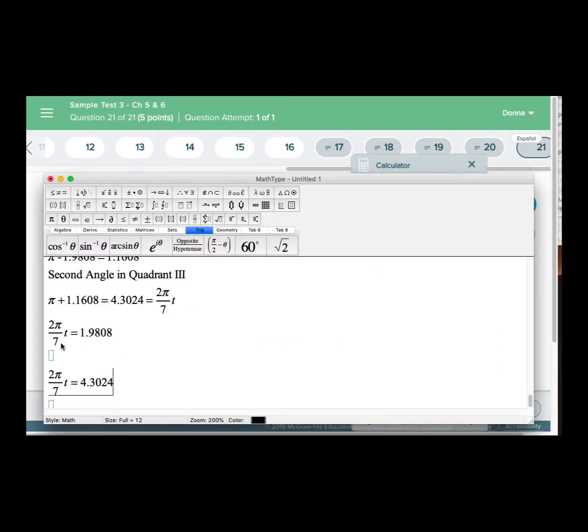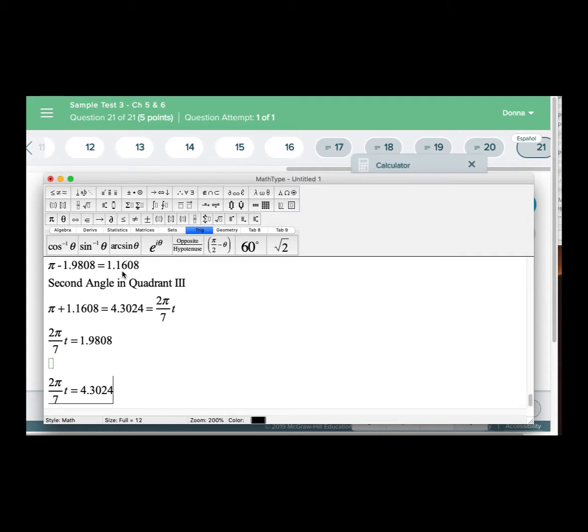Setting 2 pi over 7 t equal to our two values, the one that the calculator gave us in the second quadrant, and then the one that we computed by first finding the reference angle of 1.1608 and adding it to pi to get our angle in the third quadrant. Now we can solve for t. It's important to find those two angles before you multiply by the constant.